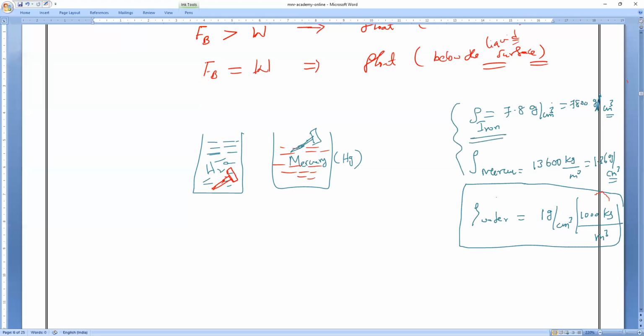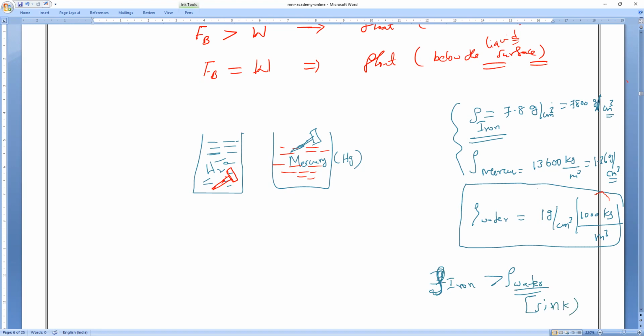Now, iron and water, if I compare, what will happen, everybody? Everyone speak loudly. Iron density is greater than water. So will it sink or float? Sink. Iron density is greater than water, so it will sink.